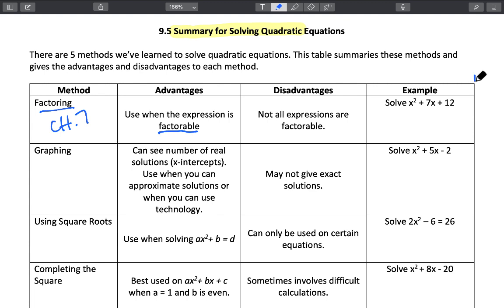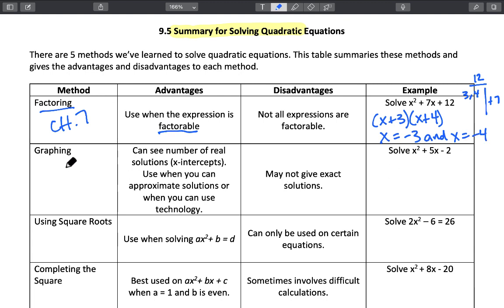And this is the case where we're looking for factors of 12 that combine to be positive 7. And that's 3 and 4. So our factors are x plus 3 and x plus 4. Remember, to find our zeros or our solutions, we take each factor, set it equal to 0, and solve. So our two solutions here would be x equals negative 3 and x equals negative 4.